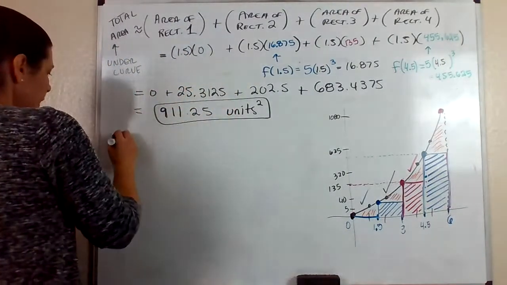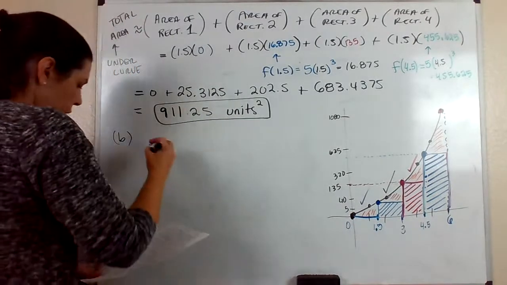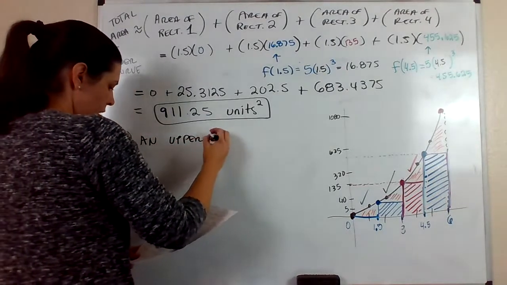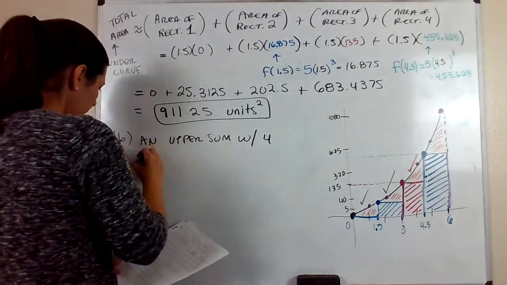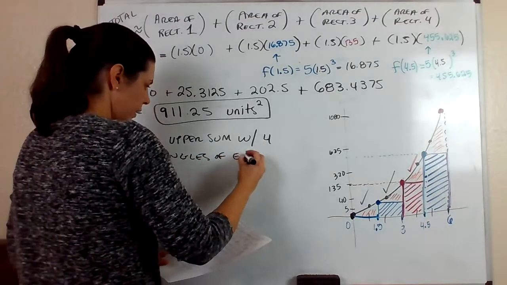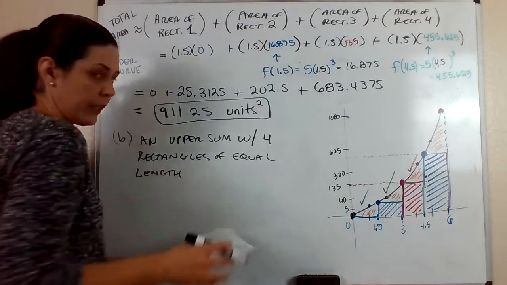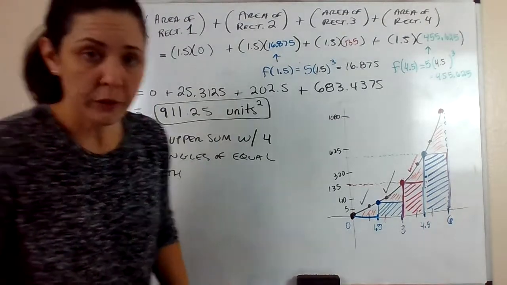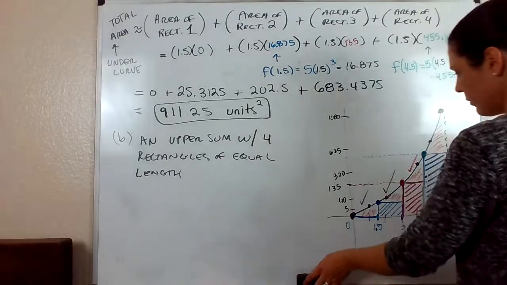So we're going to continue this, and I'm going to show you the difference with doing the upper sums. So part B, we're going to use an upper sum with 4 rectangles of equal length. Okay, so I have to change up my picture. I'm going to go ahead and erase and redo this. This is another process. We're redoing it with upper sums.